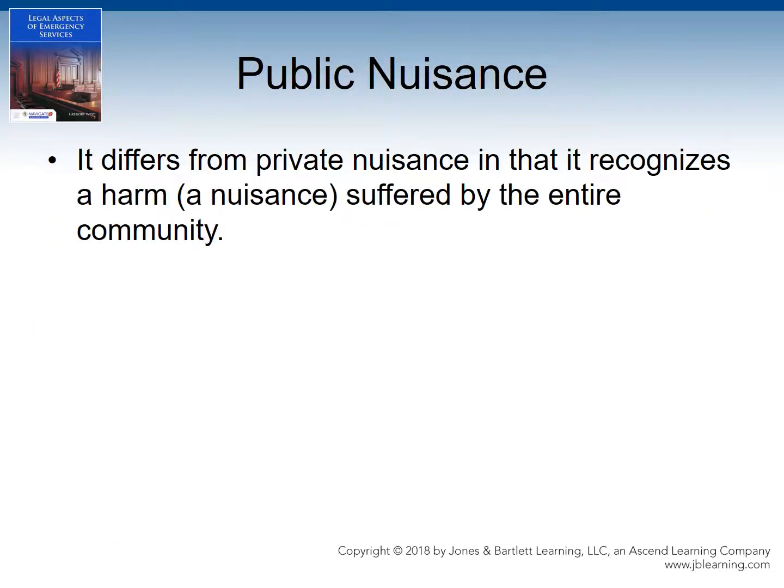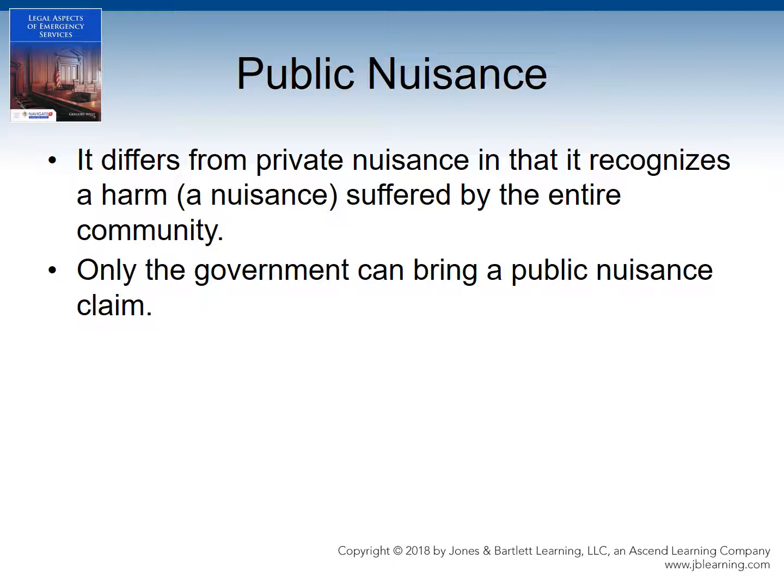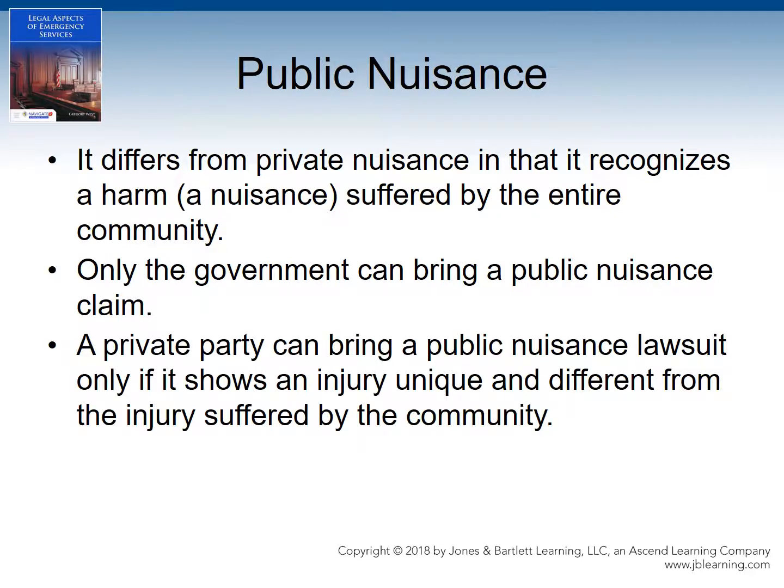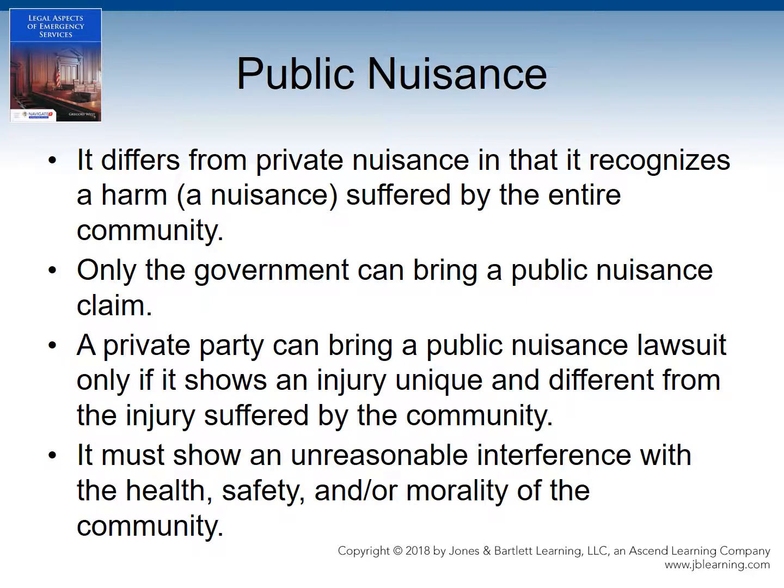There is also something called a public nuisance, where the activities of a person, or more likely a business entity, impact an entire community or group of private property owners. If a public nuisance exists, only the government can file the lawsuit against the prospective defendant. Private parties cannot sustain a public nuisance lawsuit unless the private party can show that it is suffering an injury that is unique and different from the injury suffered by the community as a whole. As far as any public nuisance lawsuit is concerned, the government must show that the defendant's activities are responsible for an unreasonable interference with the health, safety, and/or morality of the community impacted.